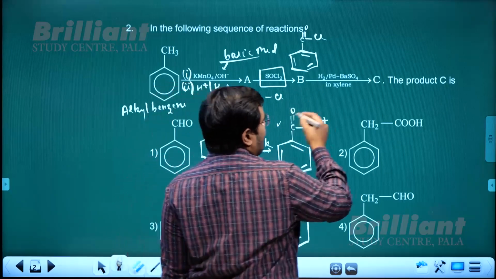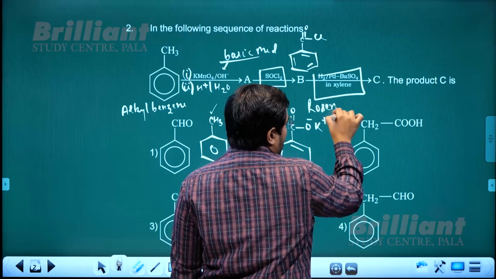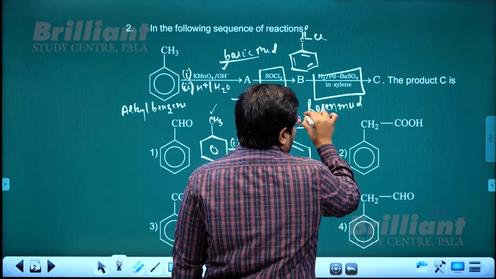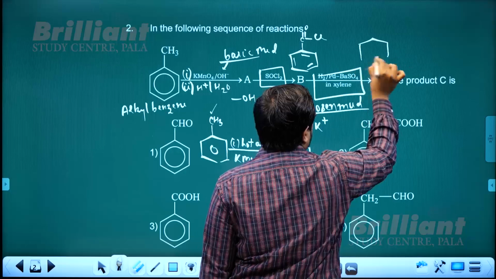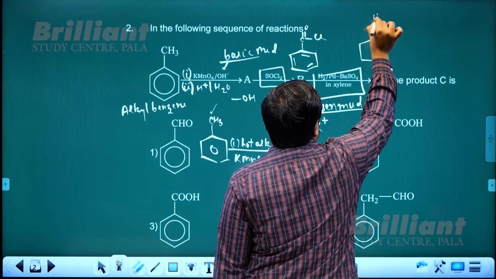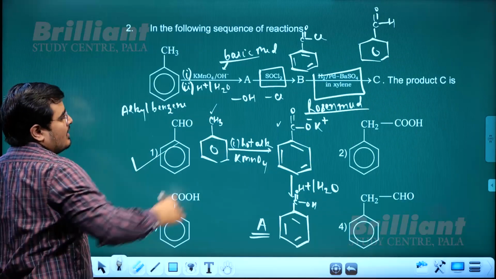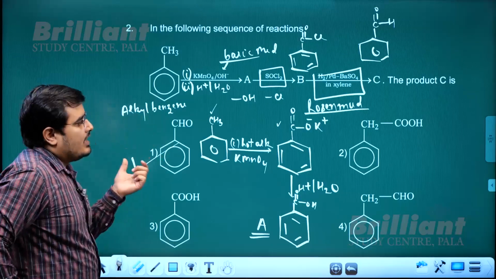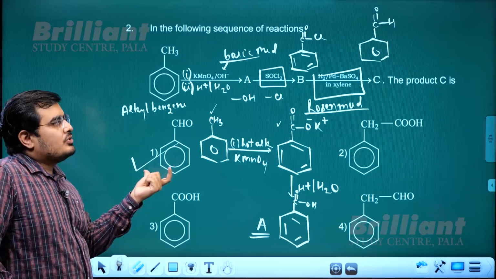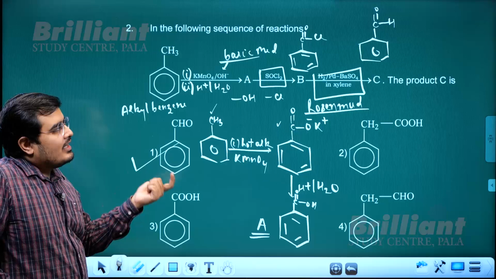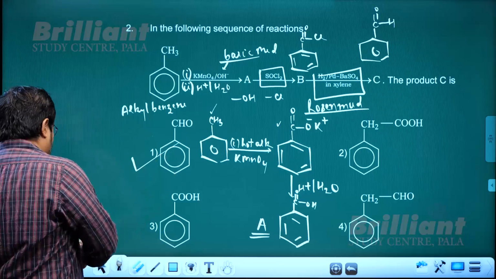So we have an acid halide, and this reducing agent, if you recall from the carbonyl chapter, that is aldehydes and ketones, you will understand that this is Rosenmund reduction, which actually reduces acid halides to aldehydes. So here COCl will be reduced to CHO, and therefore C will be benzaldehyde. So this is a very general reaction sequence where toluene is first oxidized to benzoic acid, which we then converted into acid chloride, and then the acid chloride was reduced to benzaldehyde using Rosenmund reduction. So the answer is option A.